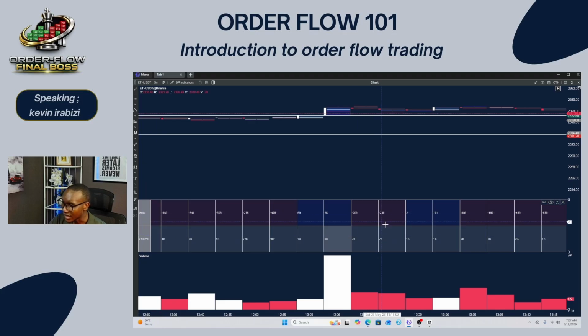But the delta is 2K. And what did we say? Delta is the difference between buyers and sellers. So in this particular candle, we have 2,000 more buyers than sellers. If the total volume is 6K minus 2K, you remain with 4K. So probably the sellers are 2K and the buyers are 4K, which gives us a delta of 2K.